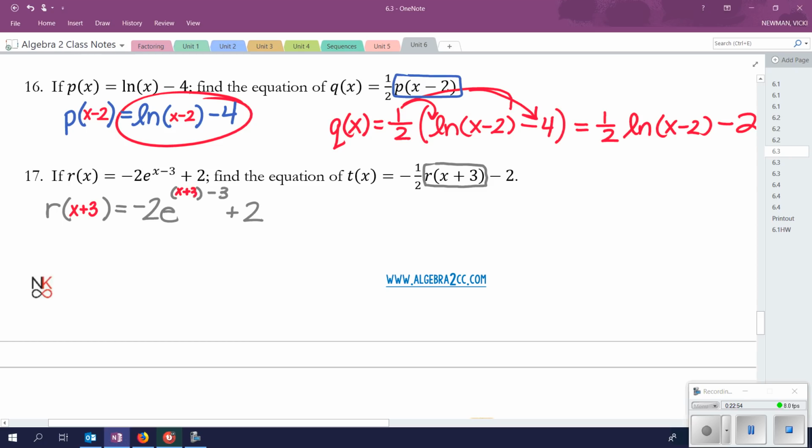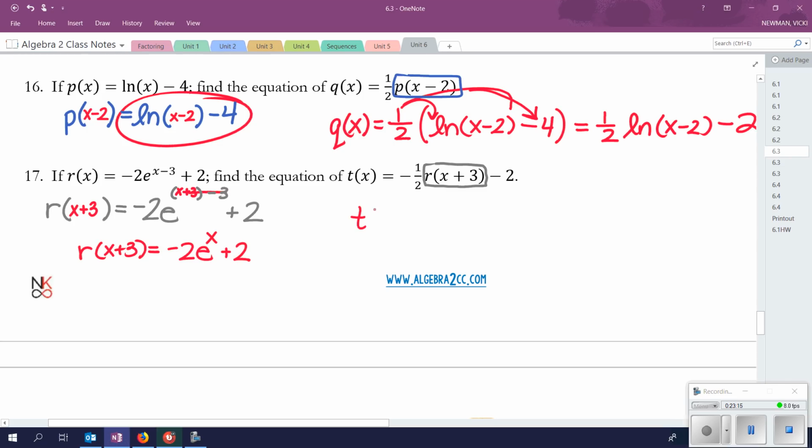Now let's clean this up a little bit, because can you see what happens there? x plus 3 minus 3. So those are going to go whoosh. So r of x plus 3 is negative 2 e to the x plus 2.